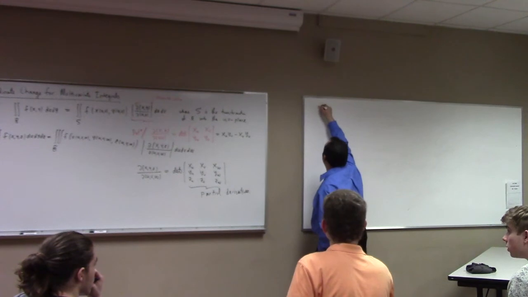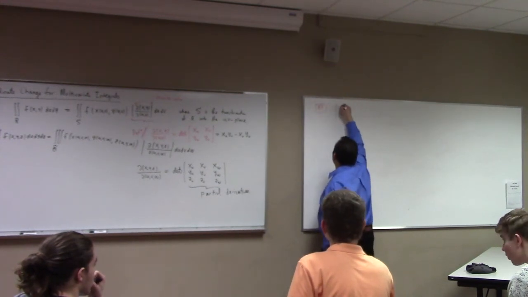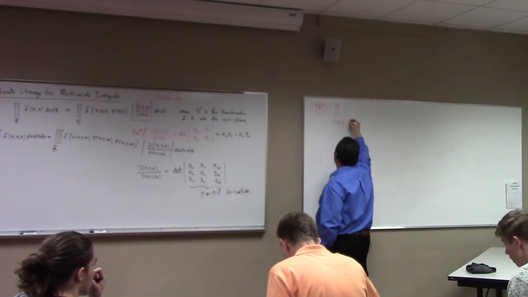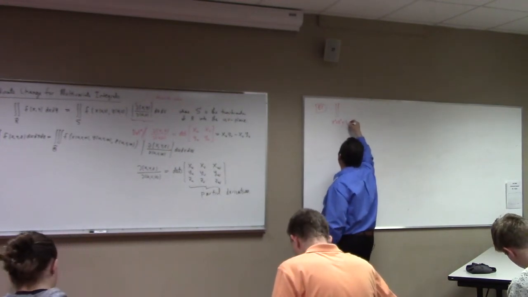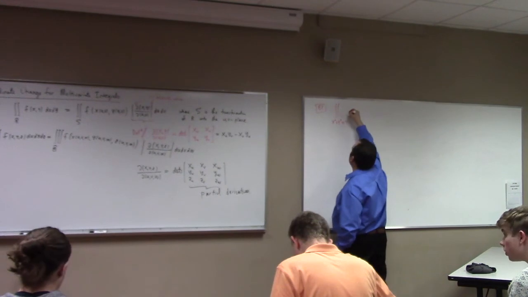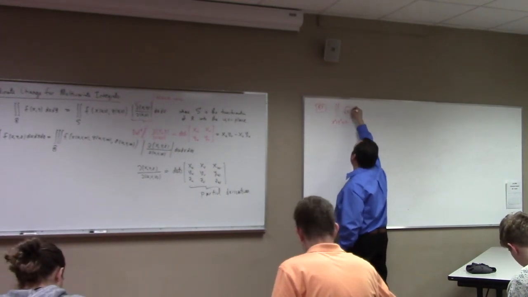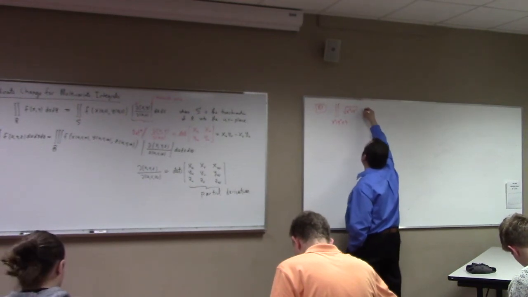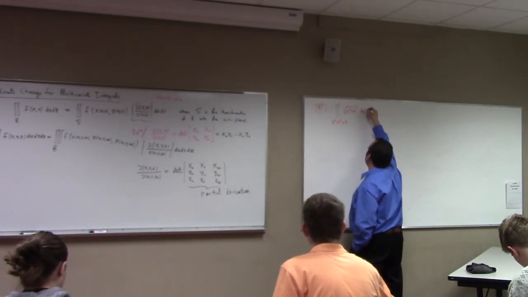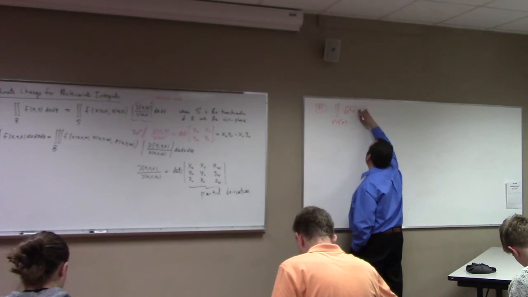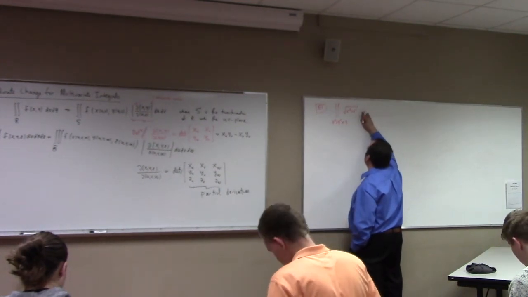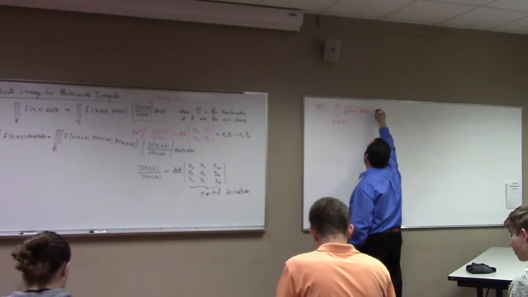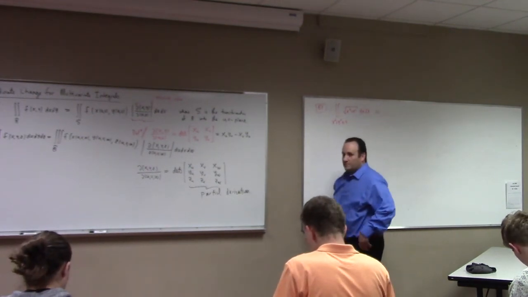Example: we want to integrate over x squared plus y squared less than or equal to 4, the square root of x squared plus y squared, dx dy. Let me not make this complicated. All right. Let's do this one.